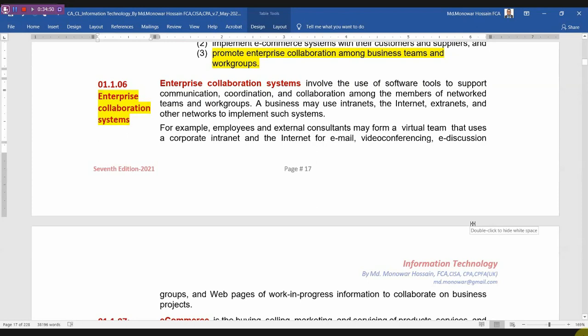Enterprise collaboration systems involve the use of software tools to support communication, coordination, and collaboration among the members of the network, team, and working groups. So we can say the enterprise collaboration system involves the use of software tools to support communication, collaboration, and coordination among the working group or members within the team, etc. A business may use the internet, extranet, etc.